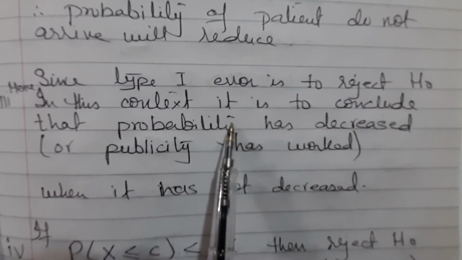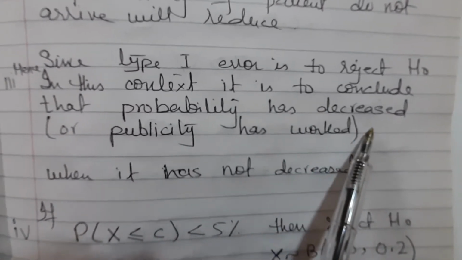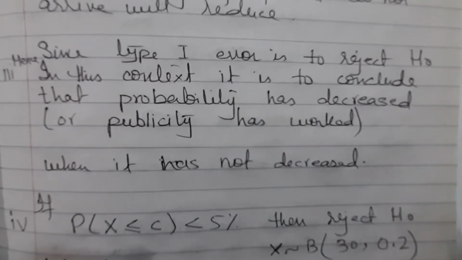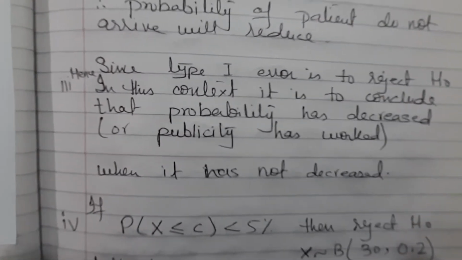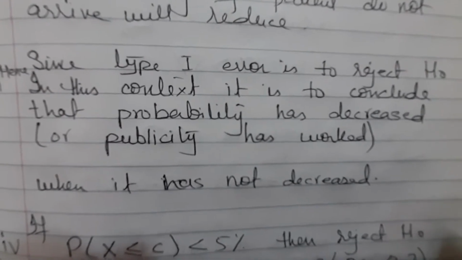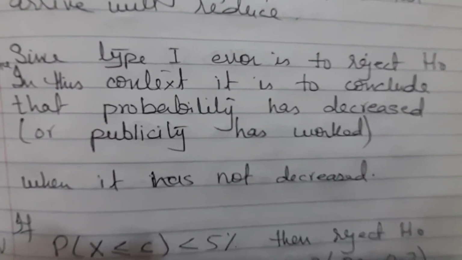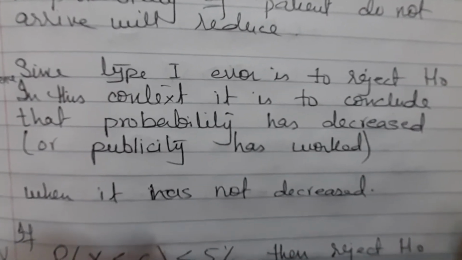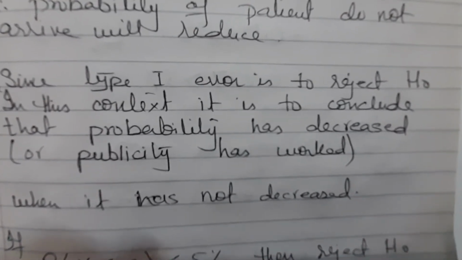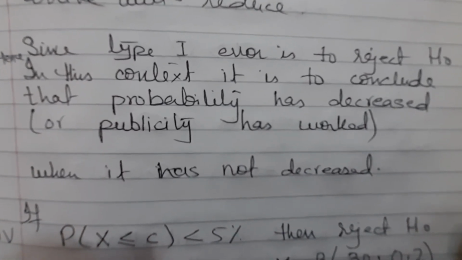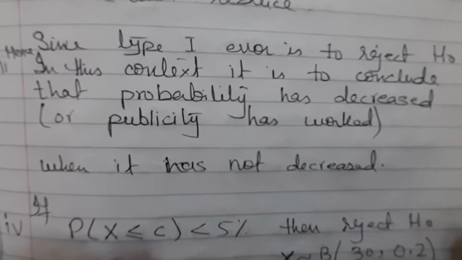So in this context, if you conclude that the probability has decreased, or you can say that the publicity worked, then it means you are making a type 1 error, because you are rejecting H naught, and when you reject H naught, you are favoring H1, and H1 was saying that the patient not turning up is reducing. Fine. Then the question is saying use the binomial distribution to find out the critical region.